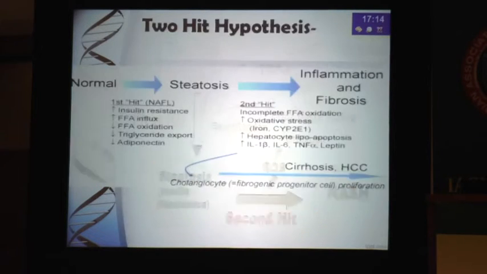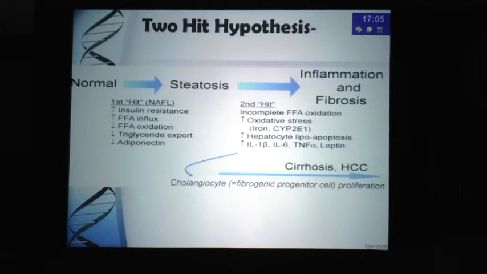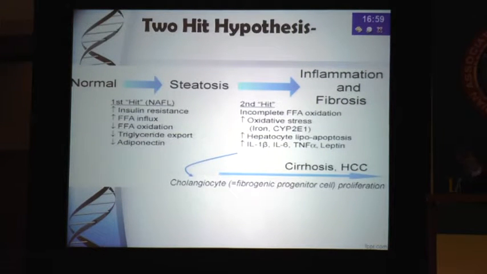What happens in the first hit? Because of the increased breakdown of the adipose tissue, there will be increased free fatty acid formation, and these free fatty acids will be taken up by the liver. On the other hand, we have the dietary free fatty acids. This accumulates in the liver, leading to high triglyceride content, leading to the fatty liver. So this is the first hit, because of the increase in insulin resistance. The second hit is because of incomplete free fatty acid oxidation, leading to increased oxidative stress in the form of increased IL-1, IL-6, TNF. So the second hit is because of the increased oxidative stress, leading to hepatocyte damage, inflammation, and necrosis, and ultimately going to fibrosis.